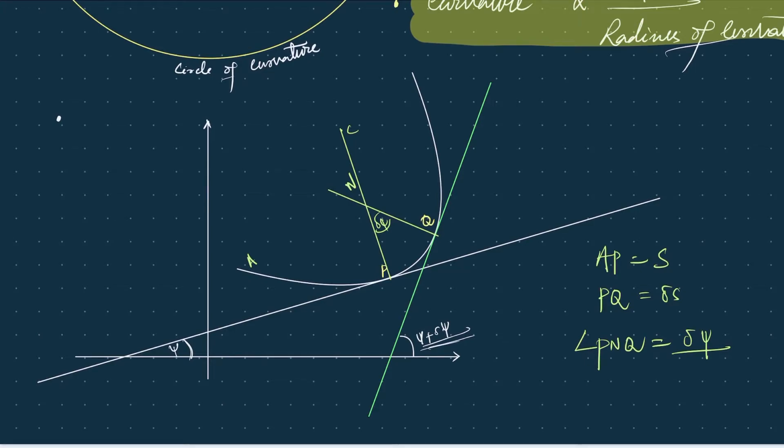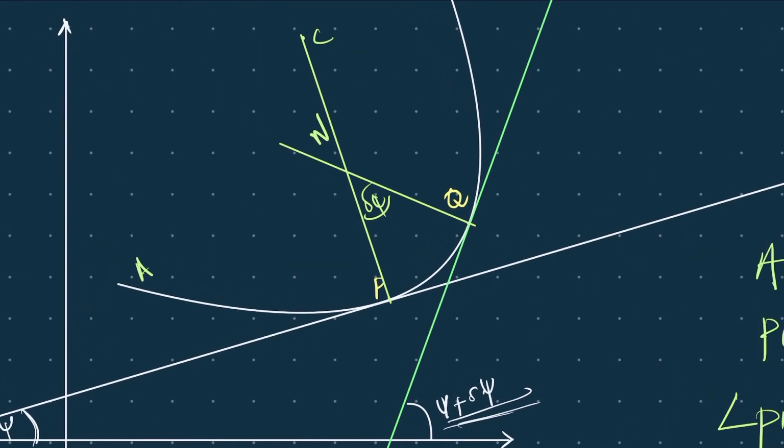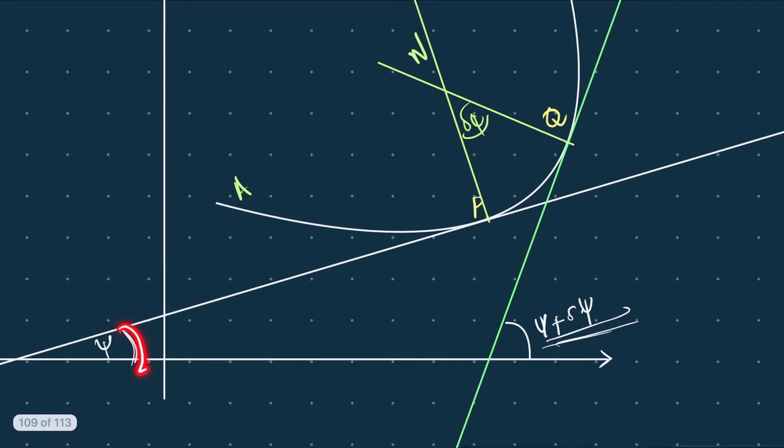Now draw a perpendicular from one point C to P. Again draw another perpendicular up to this point Q. Now this angle you can see here will be del of psi, meaning this is the small change of angle from this to this.